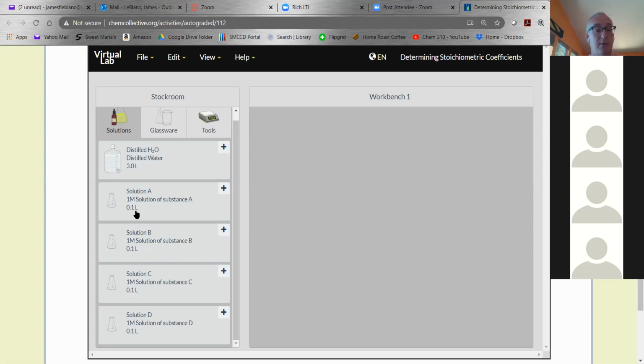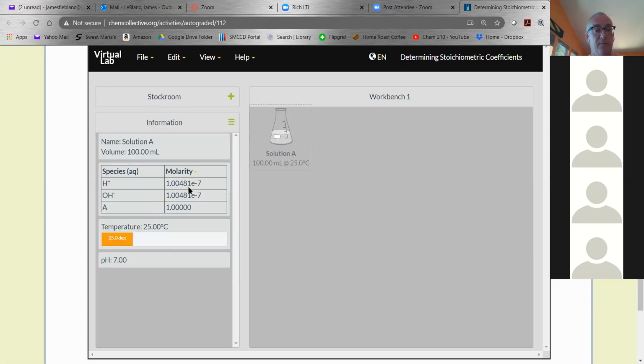So why don't we just start with that? Why don't we just put A on each one? Now, one of the things you're going to see is, so this is solution A, and it tells you a couple different things. It gives you the concentration of A in molarity as 1.00000. So it's really precise. Molar. What's this?